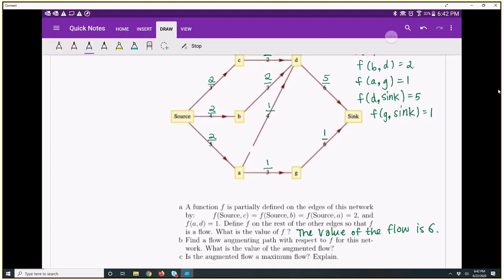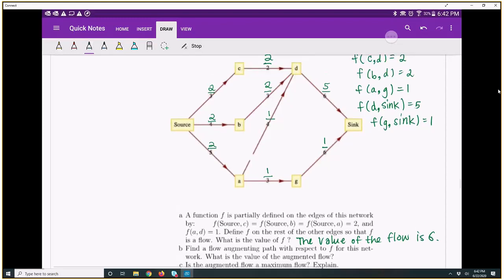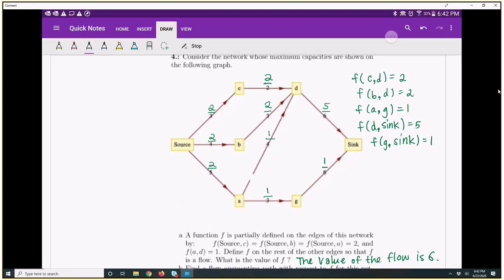Then part B asks us to find a flow augmenting path with respect to F for this network. And what is the value of the augmented flow? So what I need to look at in order to find a flow augmenting path is where in this network do I have additional carrying capacity. So for example, if I look way over here, where I'm going into the sink on this side, I clearly see that there's extra capacity here. I could send up to 5 more gallons through this way.